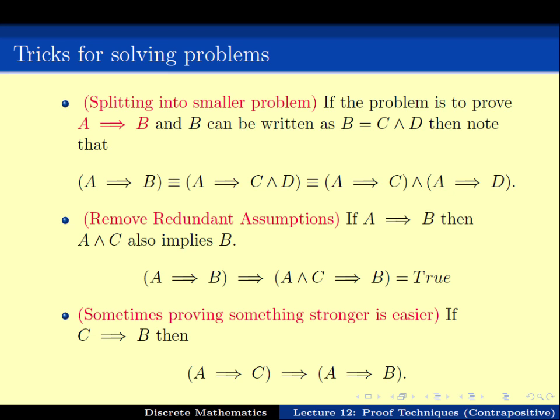The third one was to observe that sometimes proving something harder can be easier. For example, if C implies B, it might very well happen that proving A implies C is easier than proving A implies B. And in that case, making the problem harder makes it easier to handle. We saw such an example last week. Other than these three small observations, we have seen a few proof techniques.